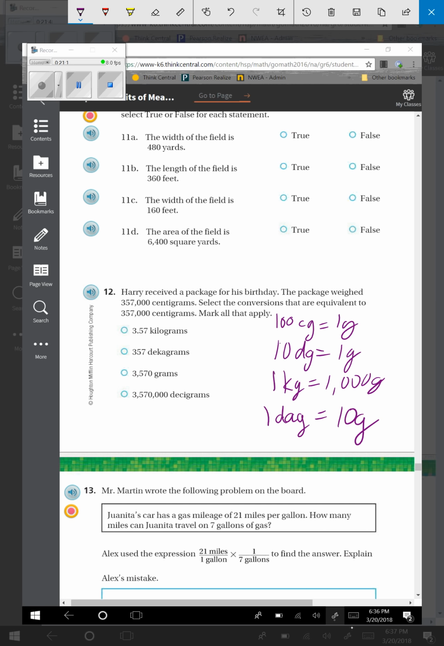So knowing this information, if we moved to figure out in kilograms, this one is centigrams, so we'd have to convert from centigrams to grams to kilograms. So that makes the first one true. Decagrams makes this one true. You would divide. And then the third one is also true. You would again divide. But this one is not true. To get from that, you would go the other way. You would divide.